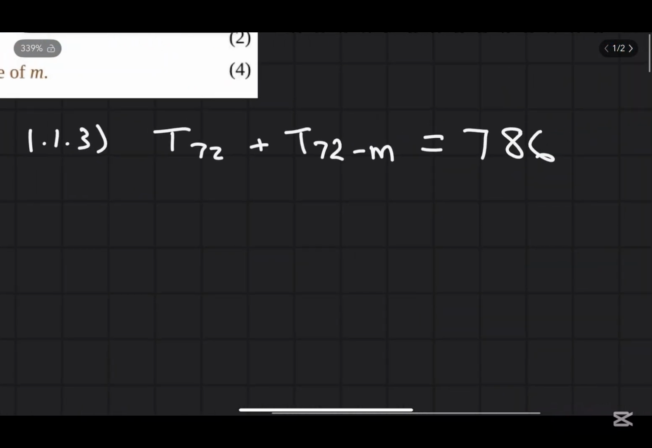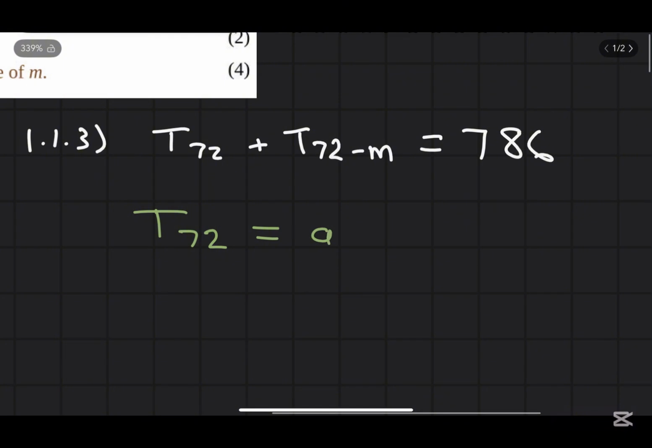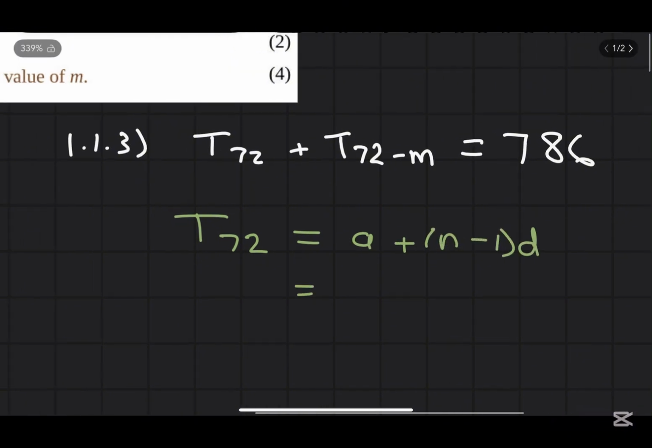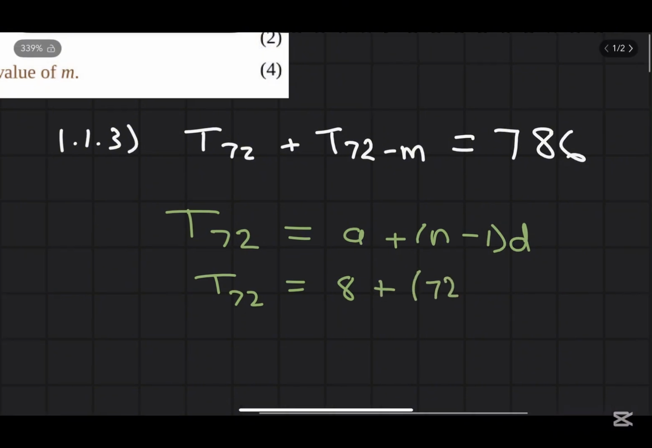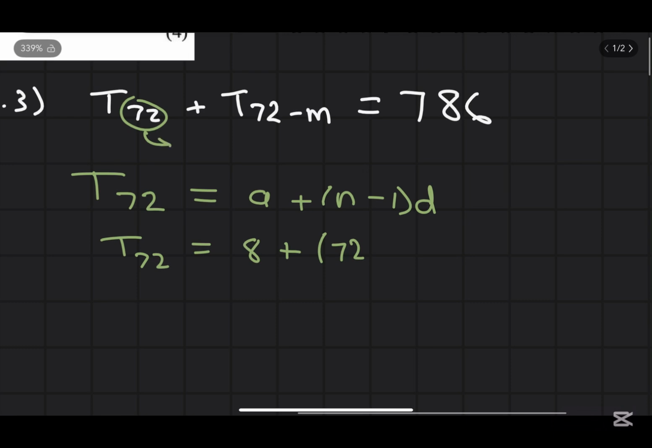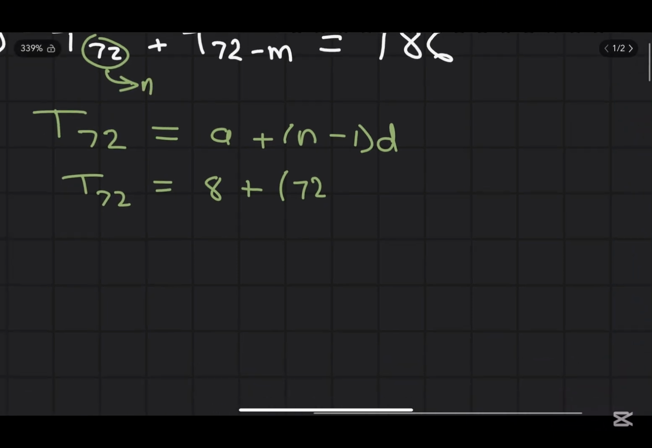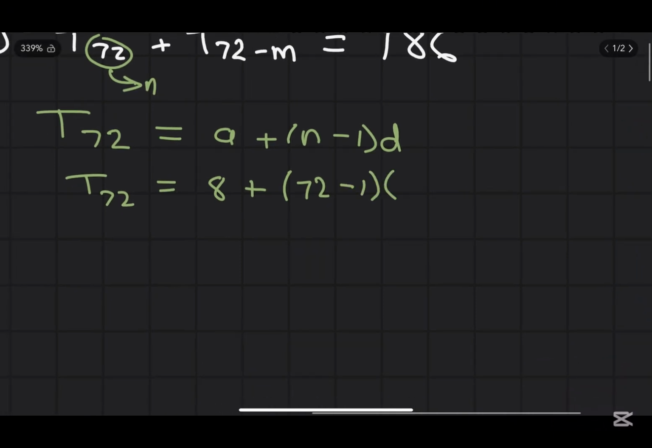So here's what I'm going to do. I'm going to first find out what is T72, and with that, it is simple. I'm going to say A plus N minus 1 times D. T72 is equal to the first term, 8, plus the 72, remember that this represents N, minus 1 times D, which is 7.